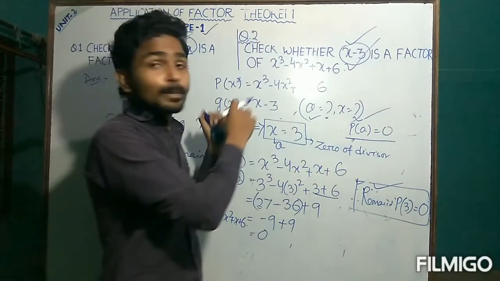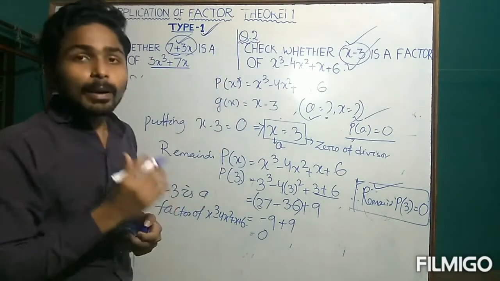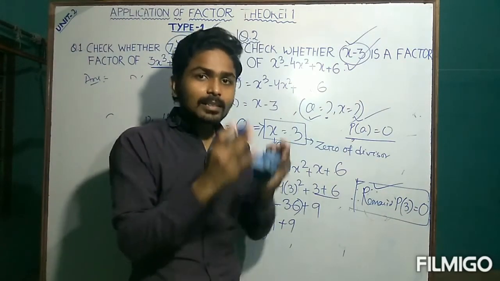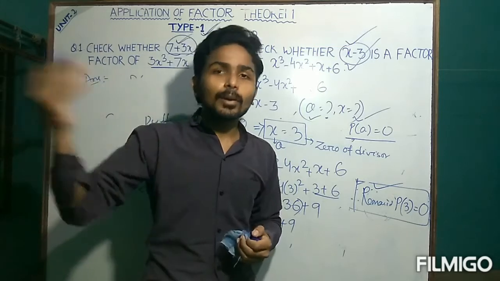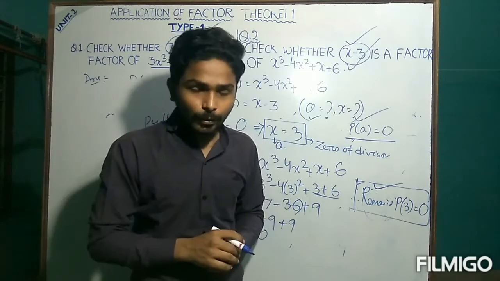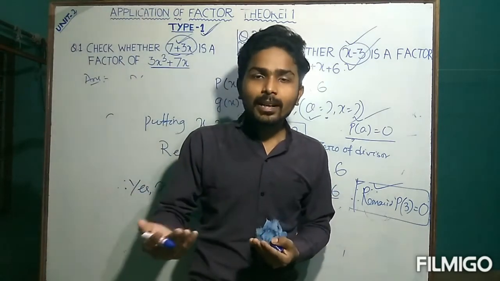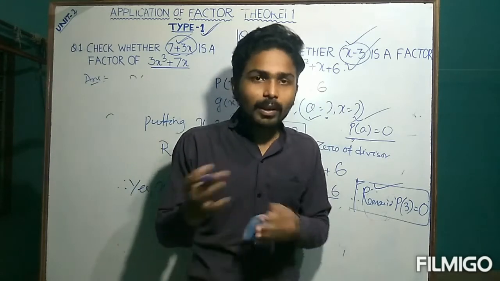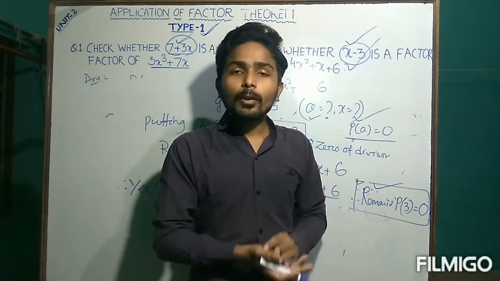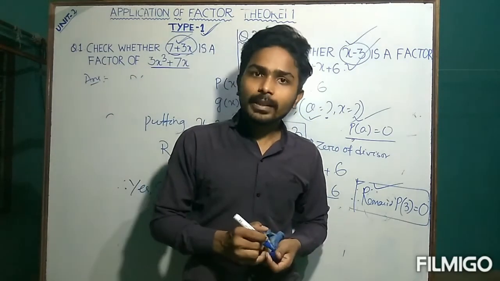Okay, understood? So these are the two basic questions of type 1, where you have to check, verify or examine whether some polynomial is a factor of another polynomial using statement 2 of the factor theorem. How? By simply showing whether the remainder is equal to 0 or not. If the remainder is equal to 0, then you can say yes, the previous polynomial is a factor of the other polynomial. If it is not 0, then it is not a factor.